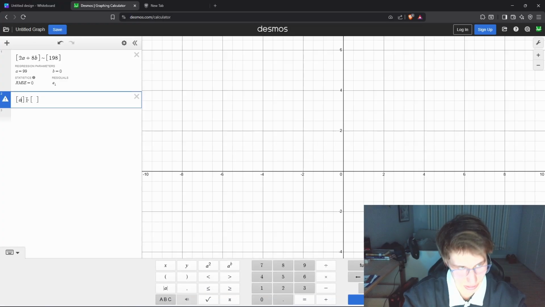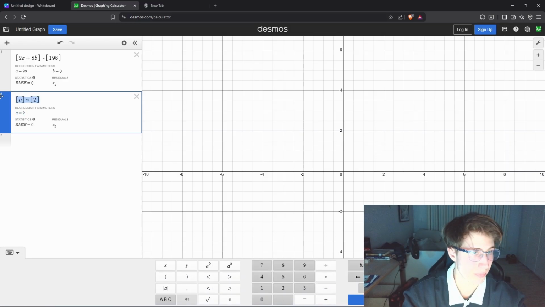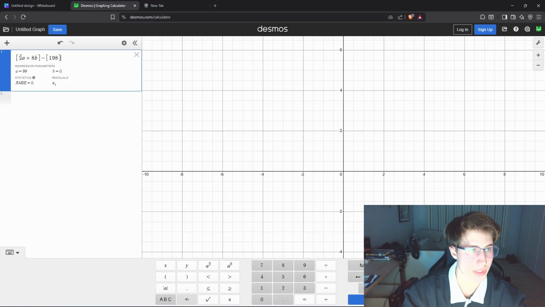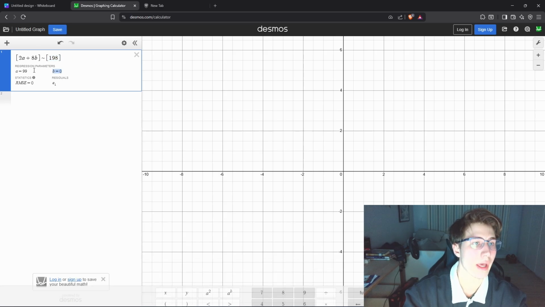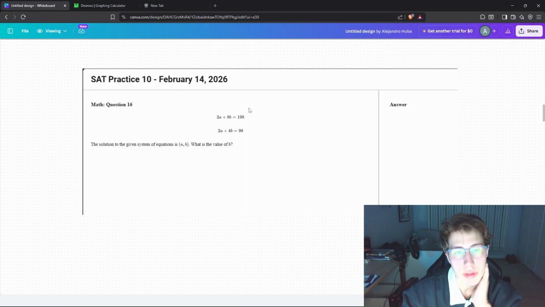So if I say that a is equal to 2, it tells me, hey, a is equal to 2. So in this case, we're telling it 2a plus 8b is equal to 198. And it's telling us here that with the parameters, a is 99 and b is 0. But that's not exactly true.